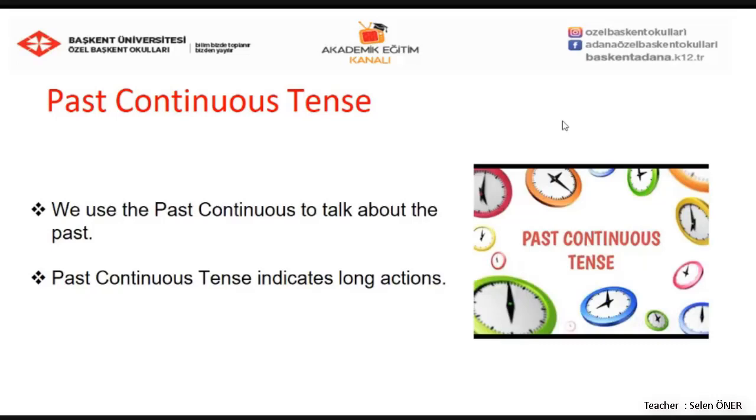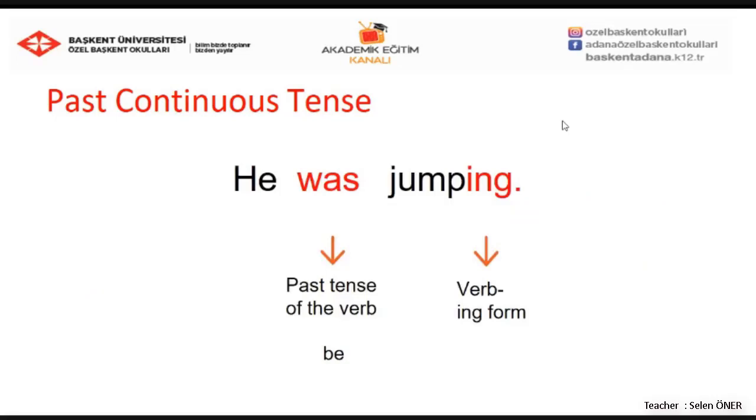Past continuous tense. We use it to talk about the past. It indicates long actions. Geçmişte başlayıp belli bir süre devam eden işleri anlatır. Okay? For example, he was jumping. Was, this is the past tense of the verb be, okay? Was and were. Jumping, verb ing form, okay? Jumping.